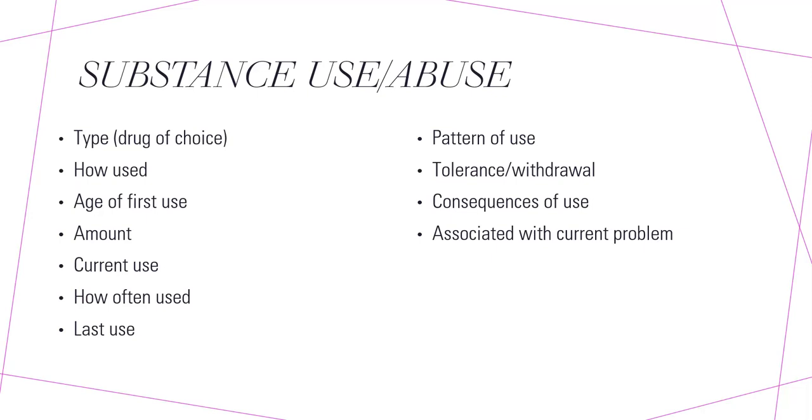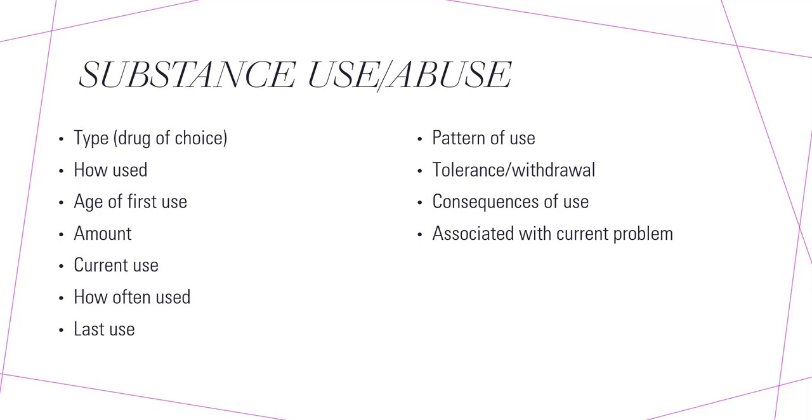When you're talking to them about substance use, you want to know the type of drug and their drug of choice. How do they use it? Everybody doesn't use it the same. Do they snort it? Do they inject it? At what age did they first start using any substances? And about how much can they quantify about how much they're using? So that may be history. Are they still using it currently? And if so, how often are they using it?